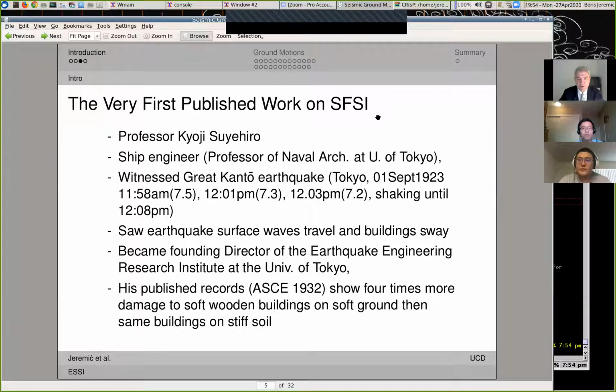There's an interesting story that I read some time ago in a book. A certain professor, Kyoji Suyehiro in Japan, was a professor of naval engineering, professor of shipbuilding. I mean, mechanical engineering, but actually shipbuilding. He happened to be in downtown Tokyo during the famous Kanto earthquake in 1923.